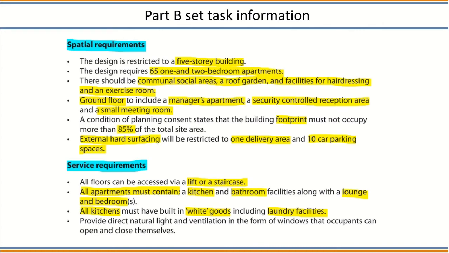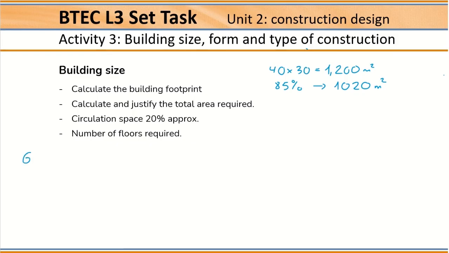Now I'm going to calculate the area that I need according to the spatial requirements. I need 65 one and two bedroom apartments. In my design, communal social areas, facilities for hairdressing, and the exercise room are going to be in the ground floor with the manager's apartment, security control reception area, and the small meeting room. There are 65 apartments. Some of them have one room and some of them have two rooms.